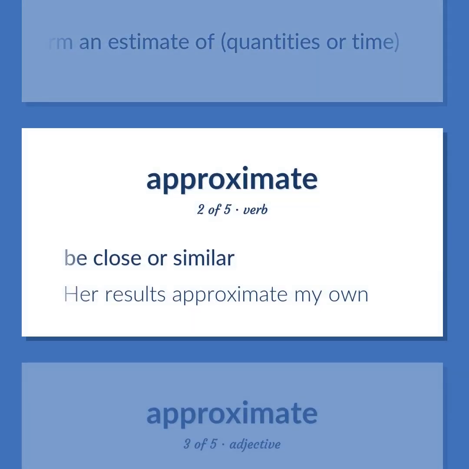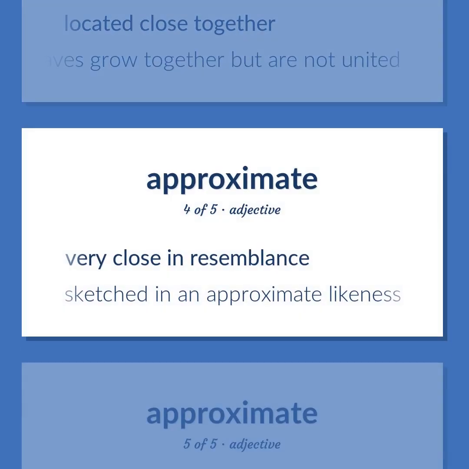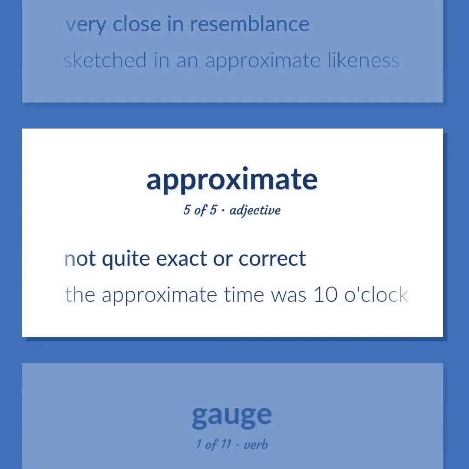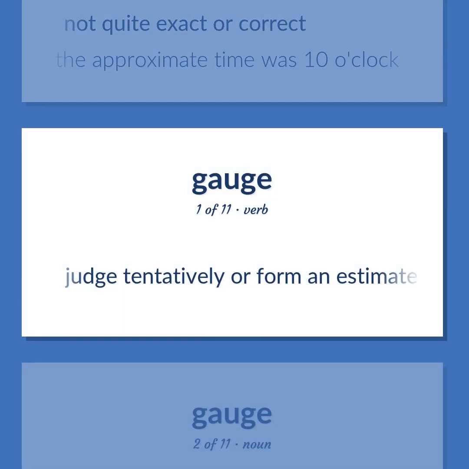Be close or similar. Her results approximate my own. Located close together. Approximate leaves grow together but are not united. Very close in resemblance. Sketched in an approximate likeness. Not quite exact or correct. The approximate time was 10 o'clock. Judge tentatively or form an estimate of quantities or time.